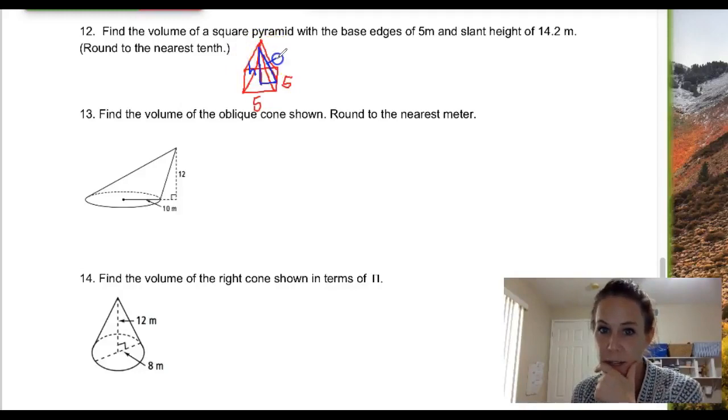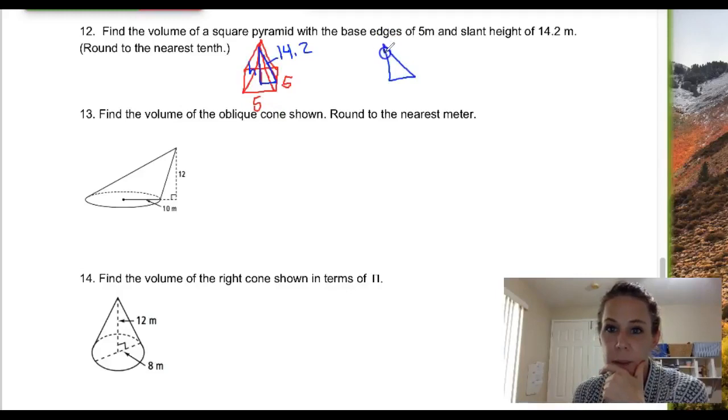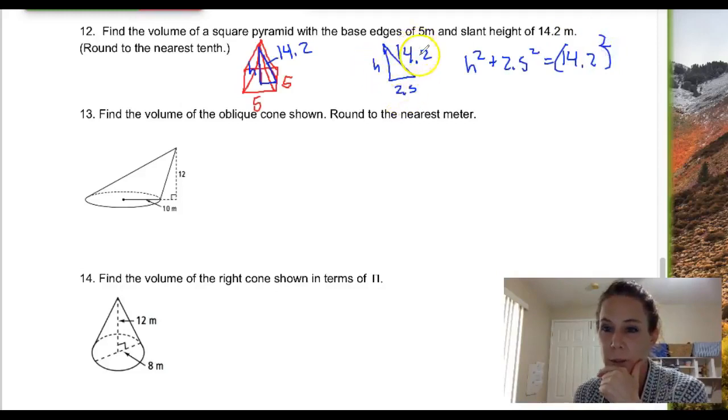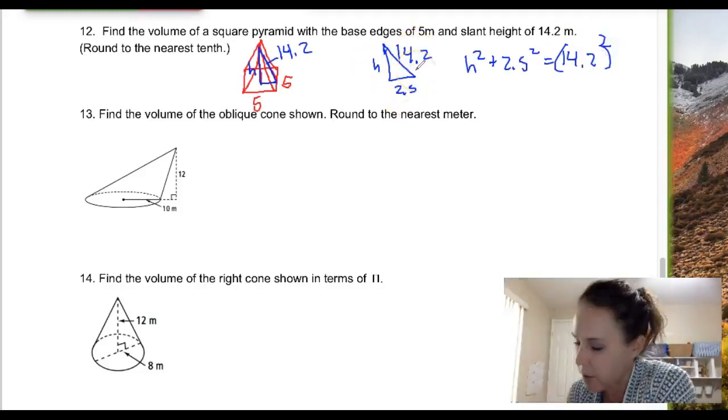So if they tell us the slant height is 14.2, if we pull out this little triangle, and we worked on this in a couple other problems, if this is 14.2 and this is the height we need, we know this base. If this is 5, this is going to be half of that, 2.5. So height squared plus 2.5 squared is going to equal 14.2 squared. Or a squared plus b squared equals c squared. And just do the math on that.